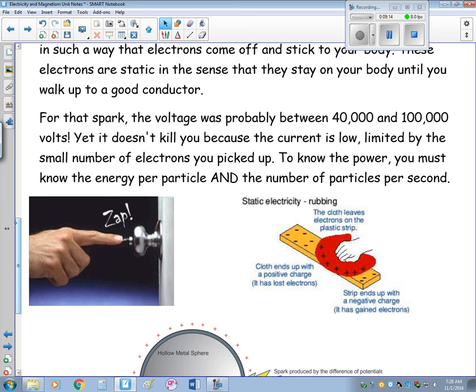For that spark, the voltage was probably somewhere around 40,000 to 100,000 volts. And that seems like a lot. But it doesn't kill you. It doesn't hurt anybody. The reason for that is because the current is low. You're not really picking up a lot of electrons as you rub your feet against the floor. It's a very, very small number of electrons. So to know the power, the destructiveness, you need to know the energy per particle and the number of particles per second.